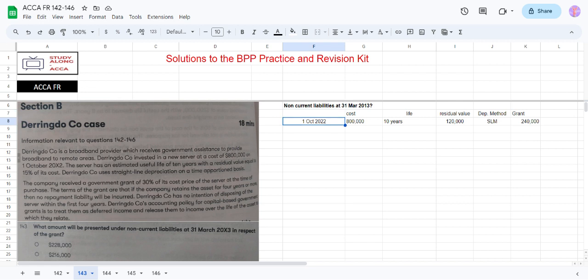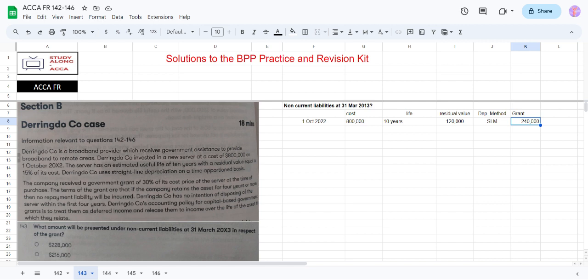On 1st October 2022, 6 months before this reporting period, they acquired a server for 800,000. Its useful life is 10 years. The residual value is 120,000. Depreciation method, straight line method they are following on time apportioned basis, which means this will be a 6 months period only, because the company acquired the asset on 1st October and the reporting period ends on 31st March. So we have 6 months here, and they received a grant from government for 240,000.